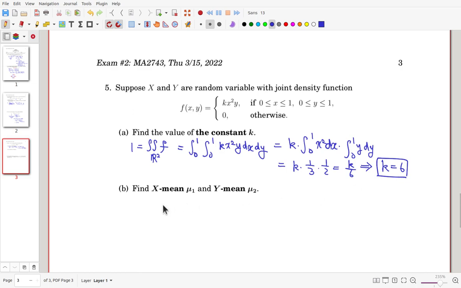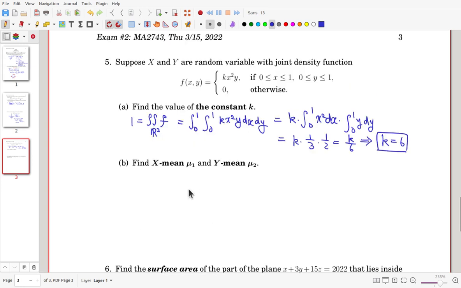And how about part B? We decided the k value already, and we try to get the x mean and the y mean. Okay, what is the x mean? Mu1 is defined to be the integral over D of x times f dA. That is the definition of the x mean.